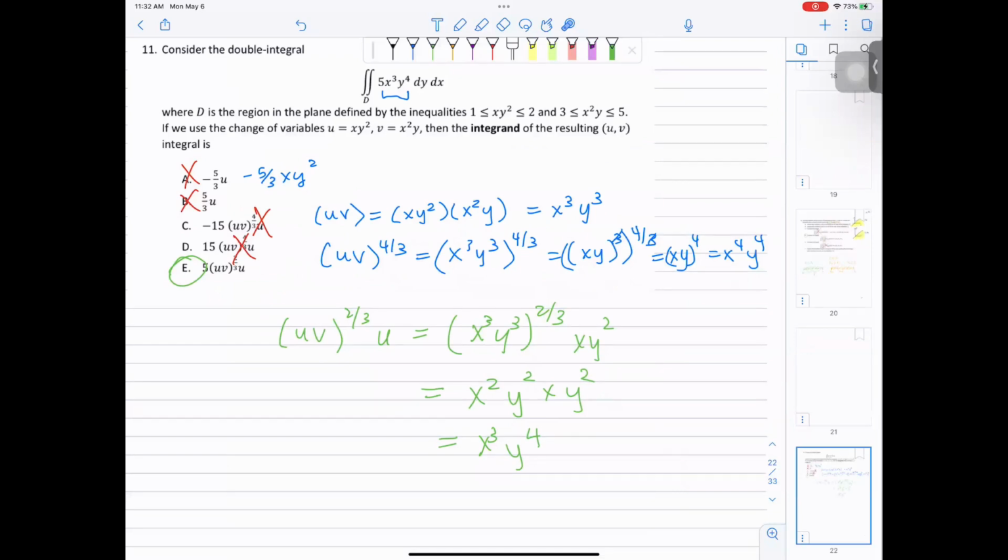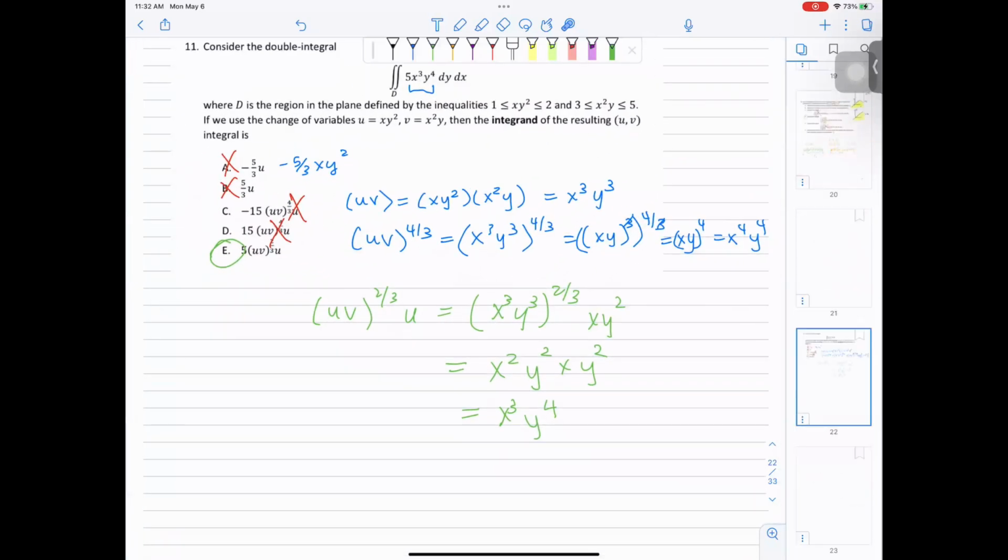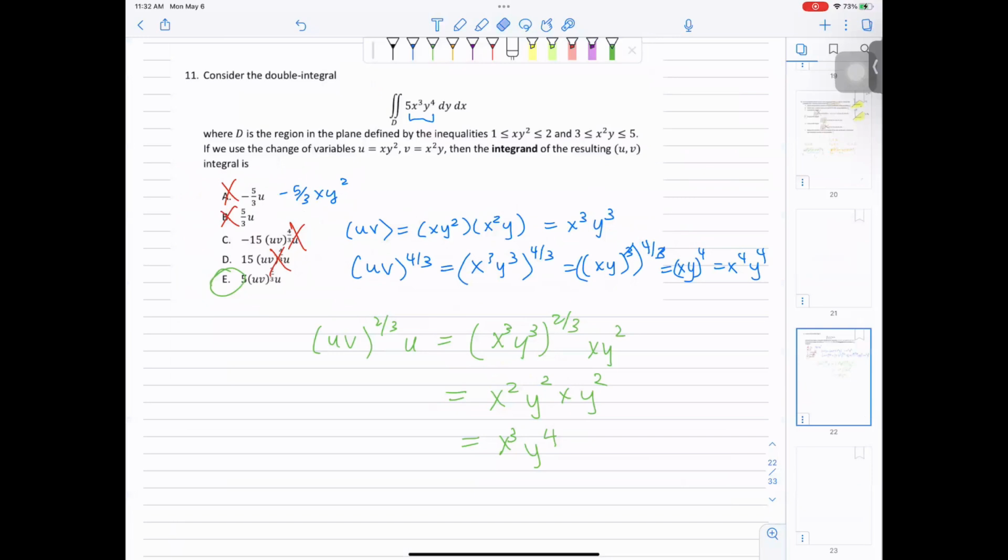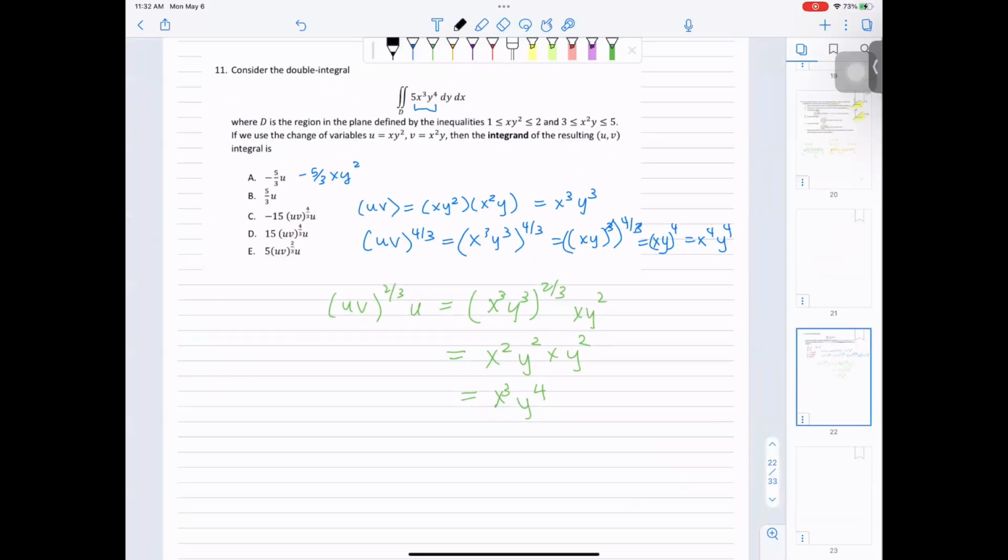Ah, maybe I forgot that part. Good point. So this is not the correct answer. So, okay, you have to do the whole change of variables thing. So thanks for pointing that out. Change of variables.